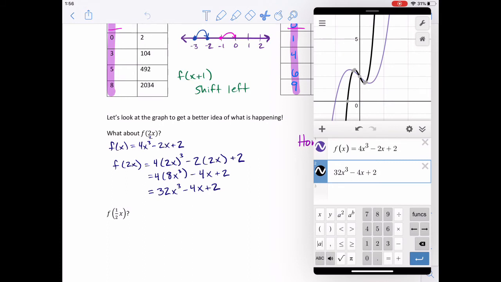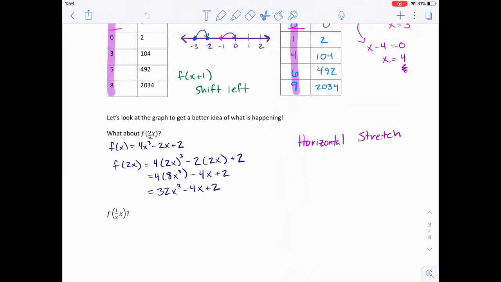So because our max and min are about the same height, we can tell that there's been no vertical stretch or shrink. We're still the same height, but we've definitely gotten narrower, right? Like the width of our graph has changed this time. It's closer together. So it didn't actually stretch this time, it actually shrunk. So instead of a horizontal stretch, we actually have a horizontal shrink.